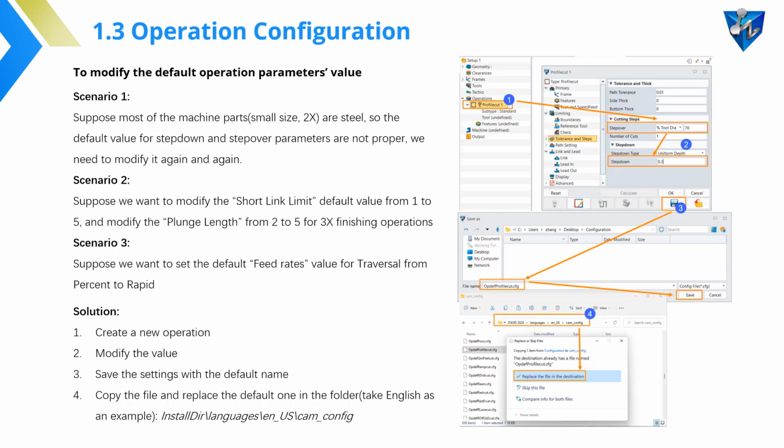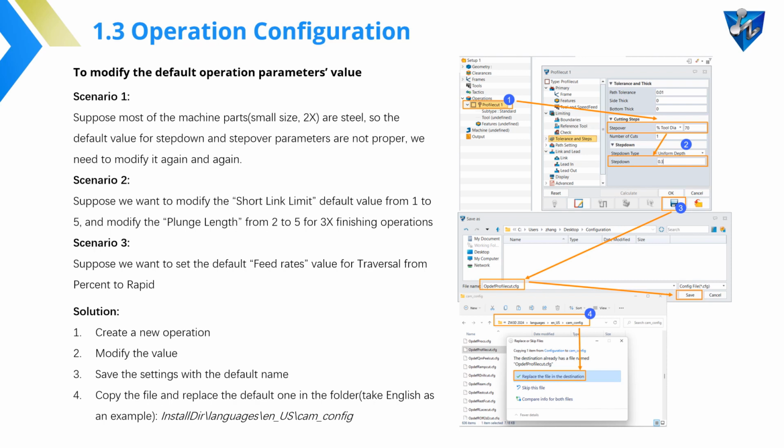The third one is the operation configuration. It can modify the default operation parameter values. Sometimes, we may find that the default setting is not proper for our case, so here is a tip to show you how to adjust the default operation parameters. We also list some scenarios. For example, we can set the step down and step over values according to our real part information. Or we can adjust the short link limit value or the plunge length to adapt it to our real machining. Or we can set the traversal from % mode to rapid if our machine supports rapid traversal.